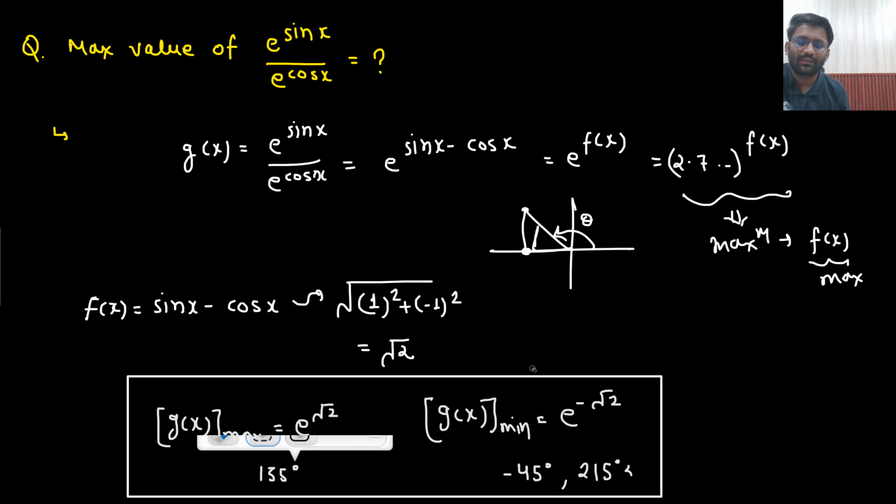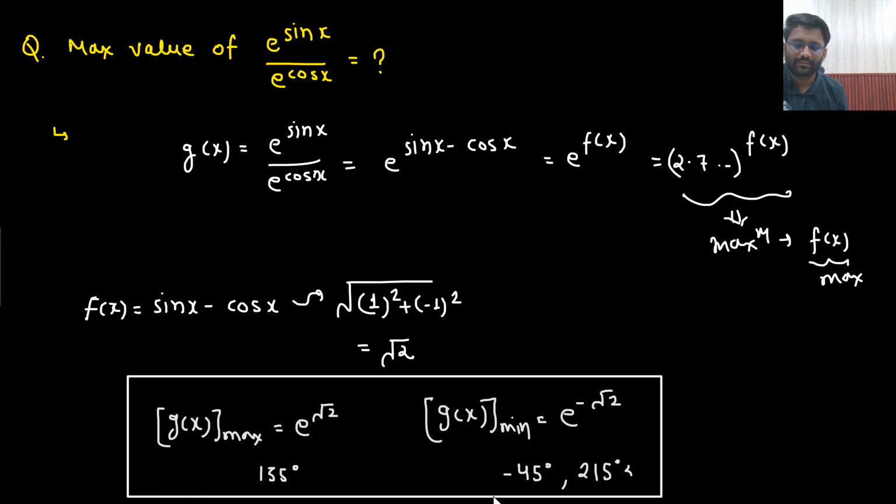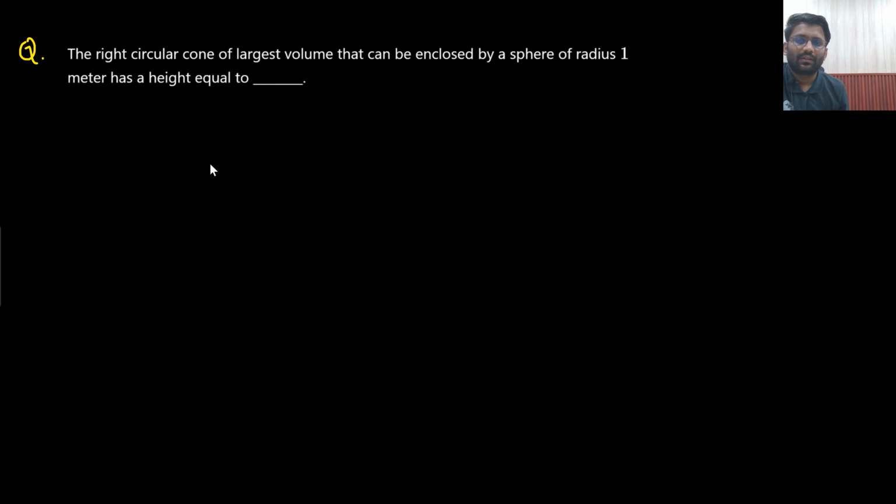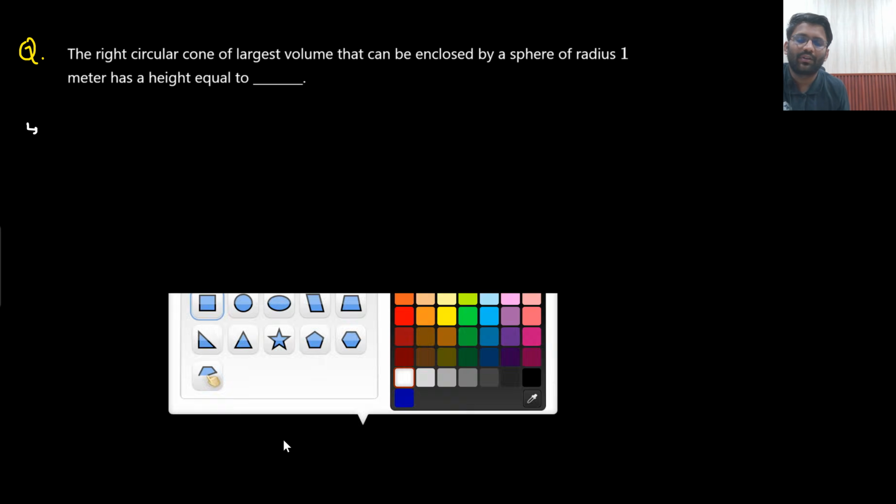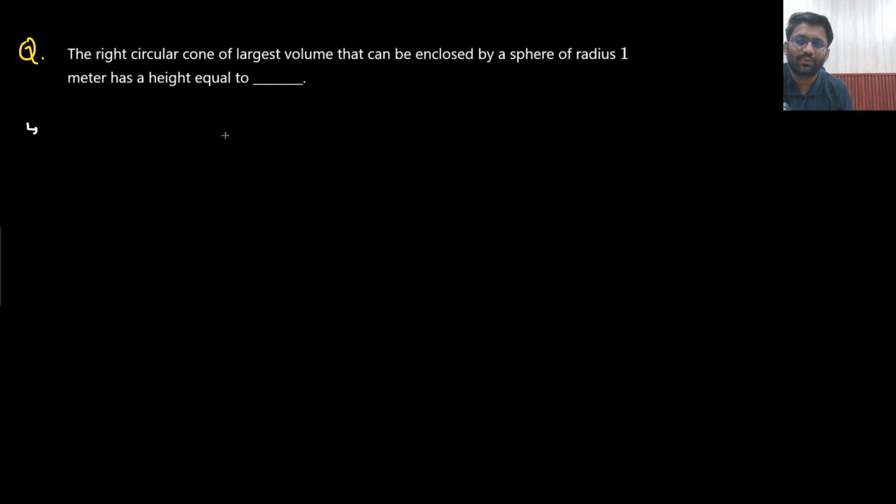Proceed with the next question. This is the last one. A right circular cone of largest volume that can be enclosed by a sphere of radius 1 meter has a height equal to what? This should be solved by you, on your own.